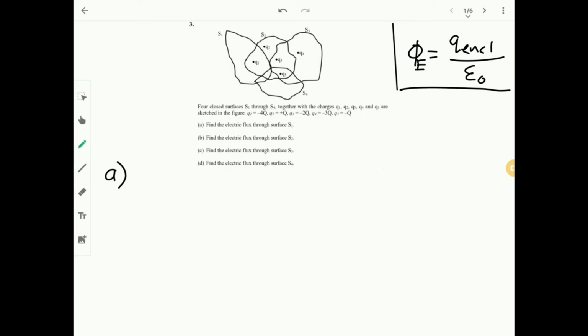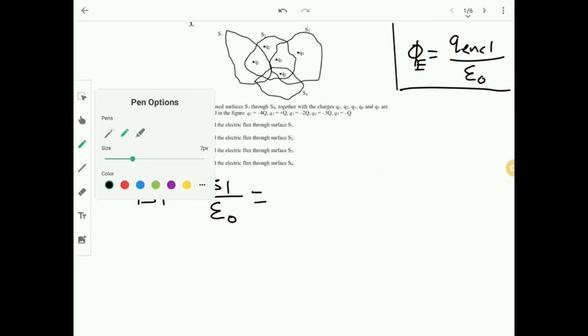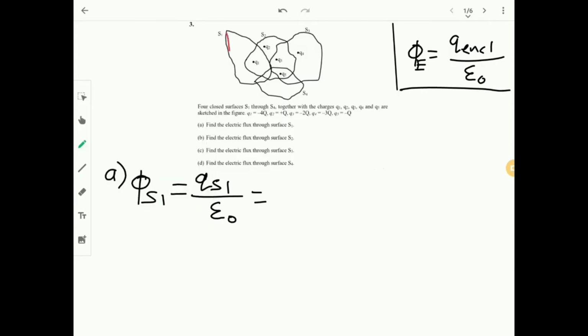Okay, let's check. First they're telling us to find the electric flux for S1. Let me represent it like this. That's the Q enclosed, so Q of S1, whatever exists in that, over epsilon 0. There are no numbers in this question; we keep them in symbols. Now let's take a closer look at S1. I'm highlighting it in red. What is there in S1? Only Q1, right? Q1 is minus 4Q. So it's just minus 4Q over epsilon 0. That's it. B.